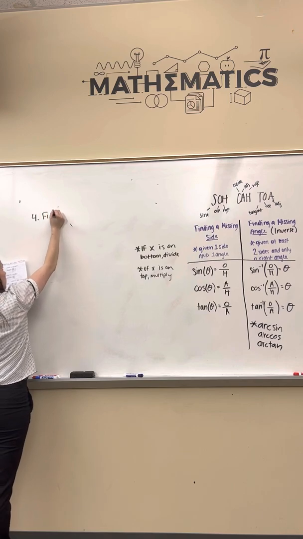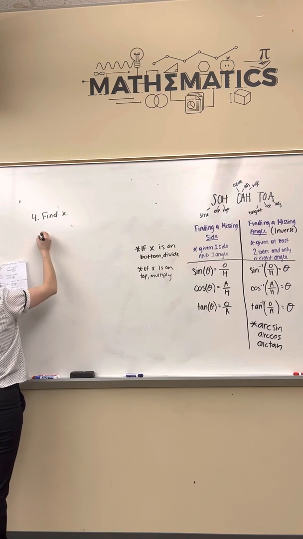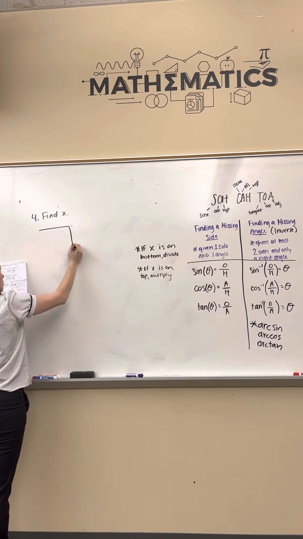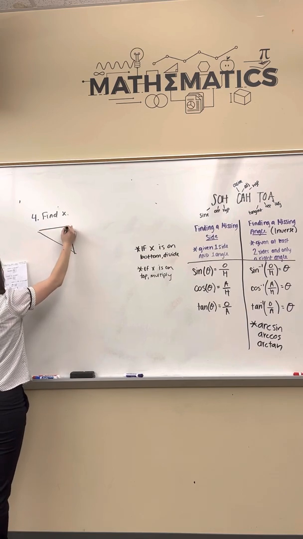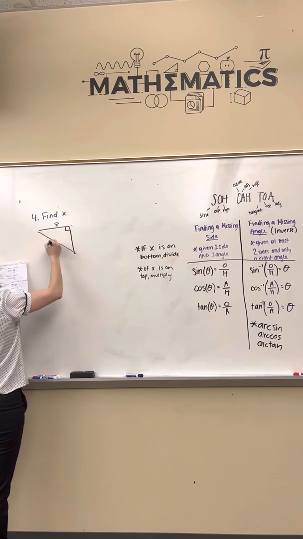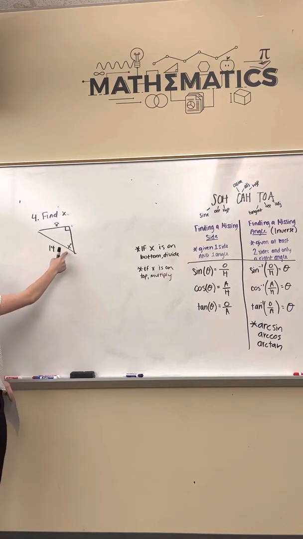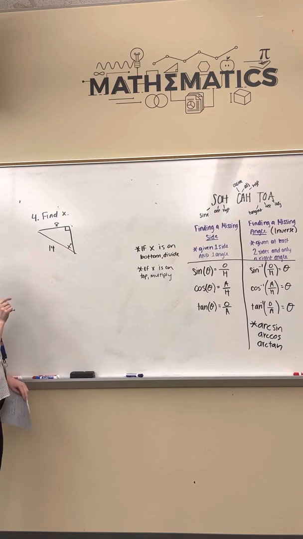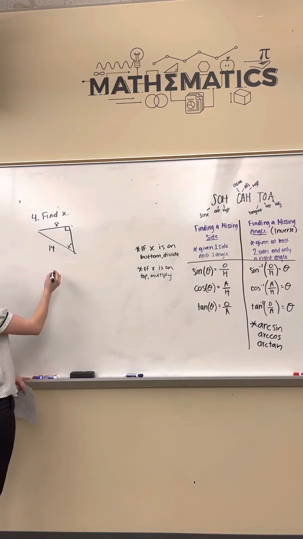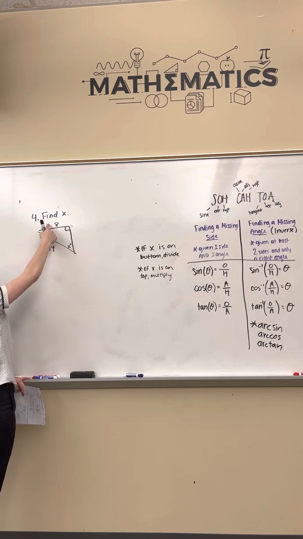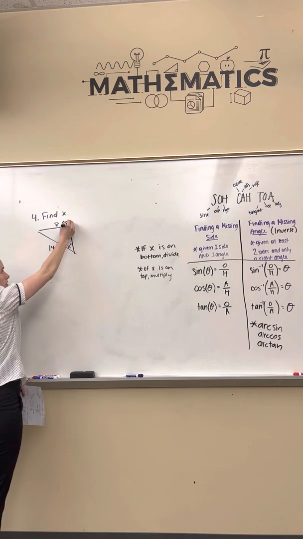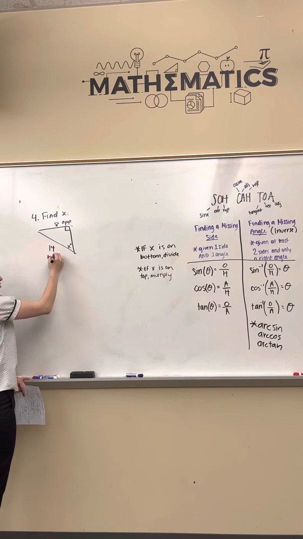It wants us to find x. Okay, this time x is in a degree and it wants it to the nearest degree, so that means a whole number. Looking at this, we want to start by determining what sides we have. Well, we have over here is the opposite, and then over here is our hypotenuse.